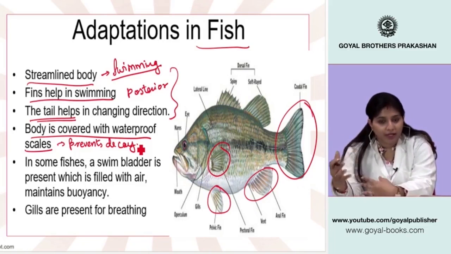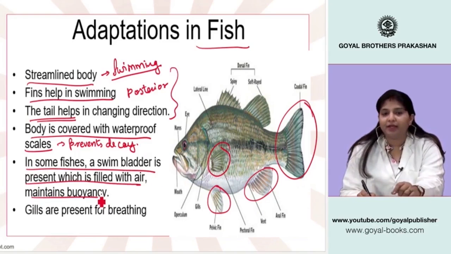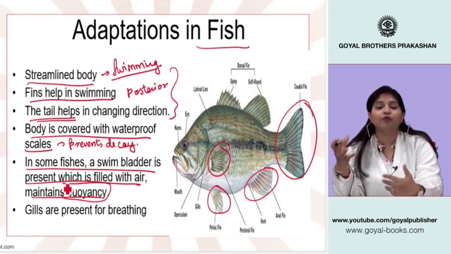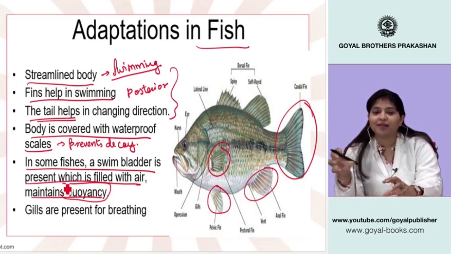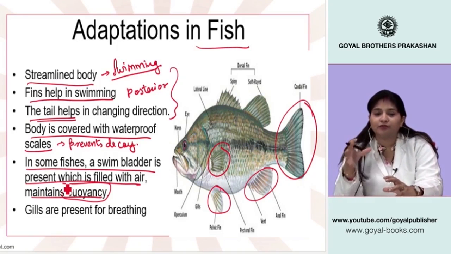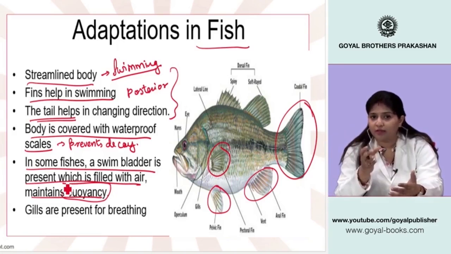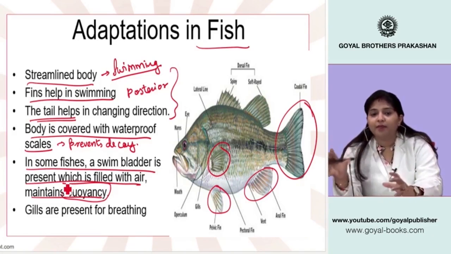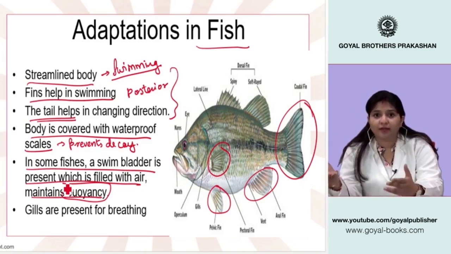Then in some fishes a swim bladder is present which is filled with air and maintains buoyancy, meaning that this particular fish is able to float because of the swim bladder, which is present inside the body of the fish and contains air, so that it doesn't sink, right? Because you know that the density of a fish is more than the water, right? But because of this swim bladder, which is filled with air, they become more buoyant, so that they are able to float properly in the water and do not sink down, right?